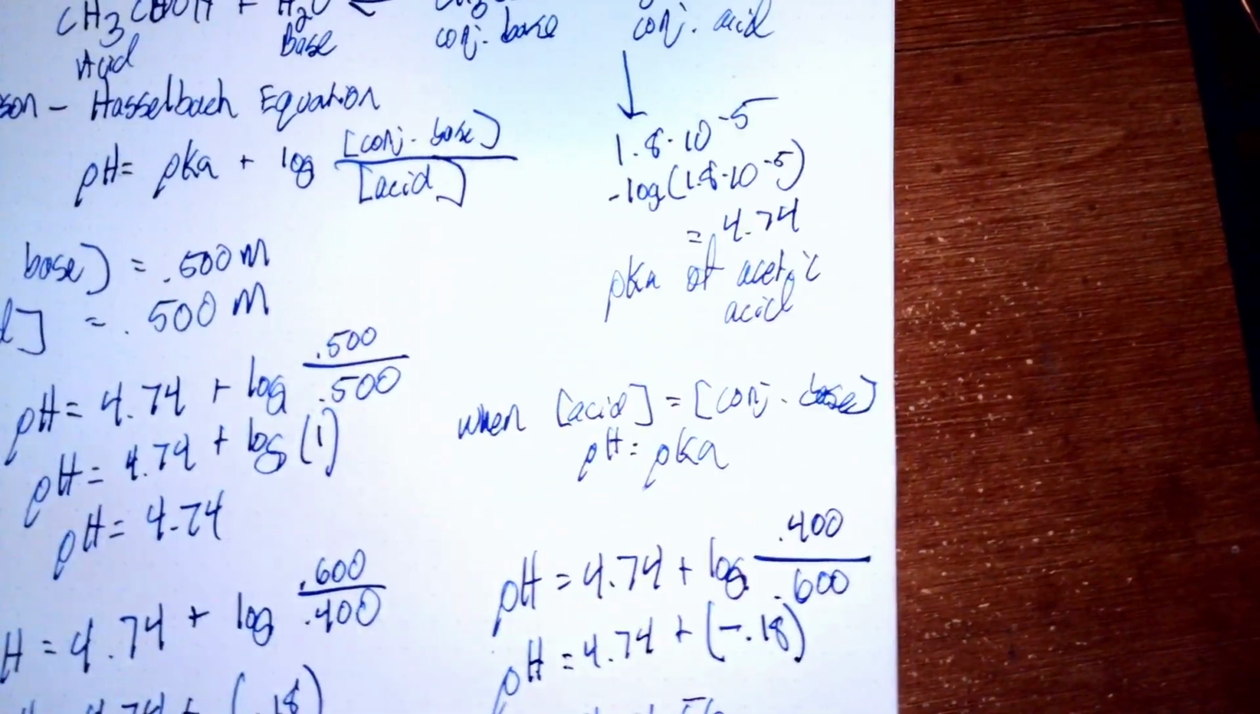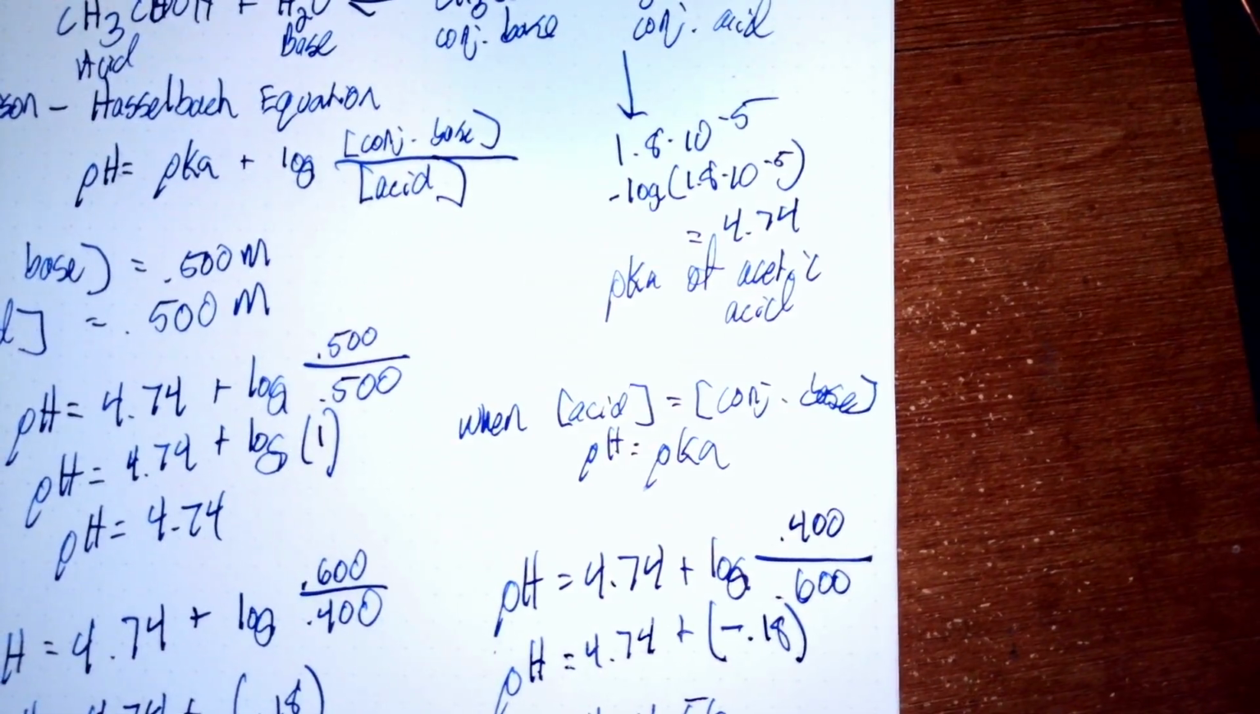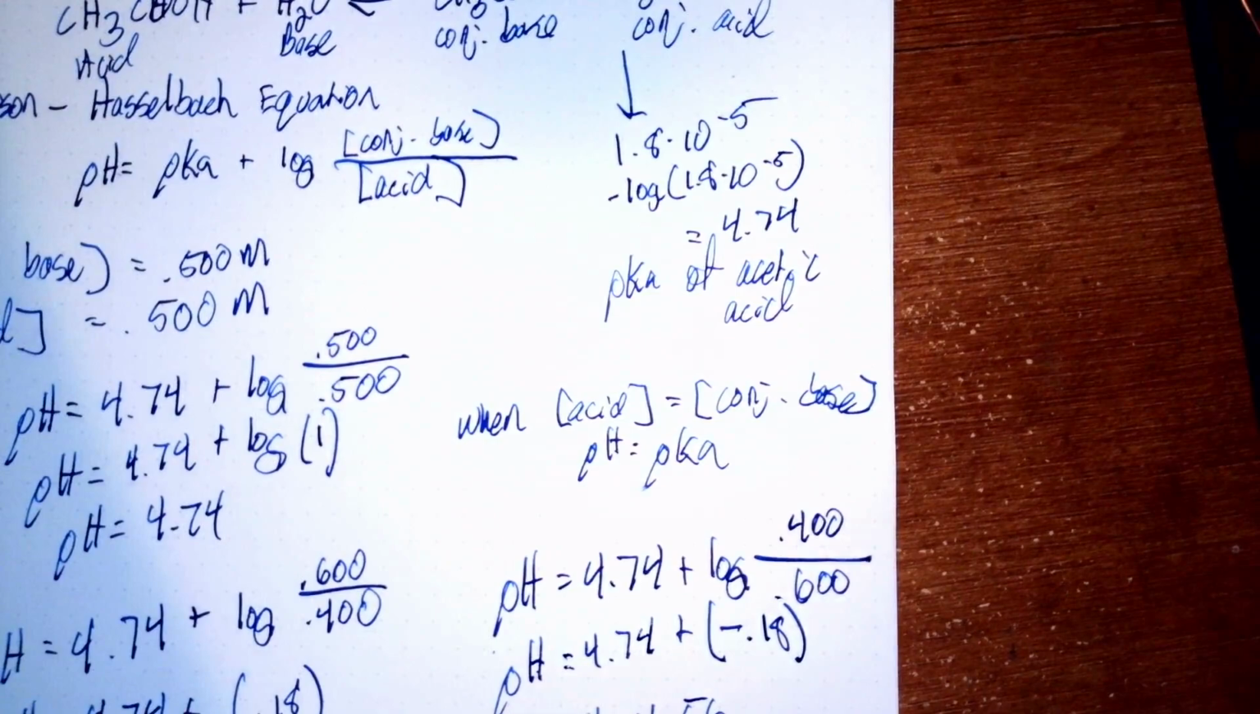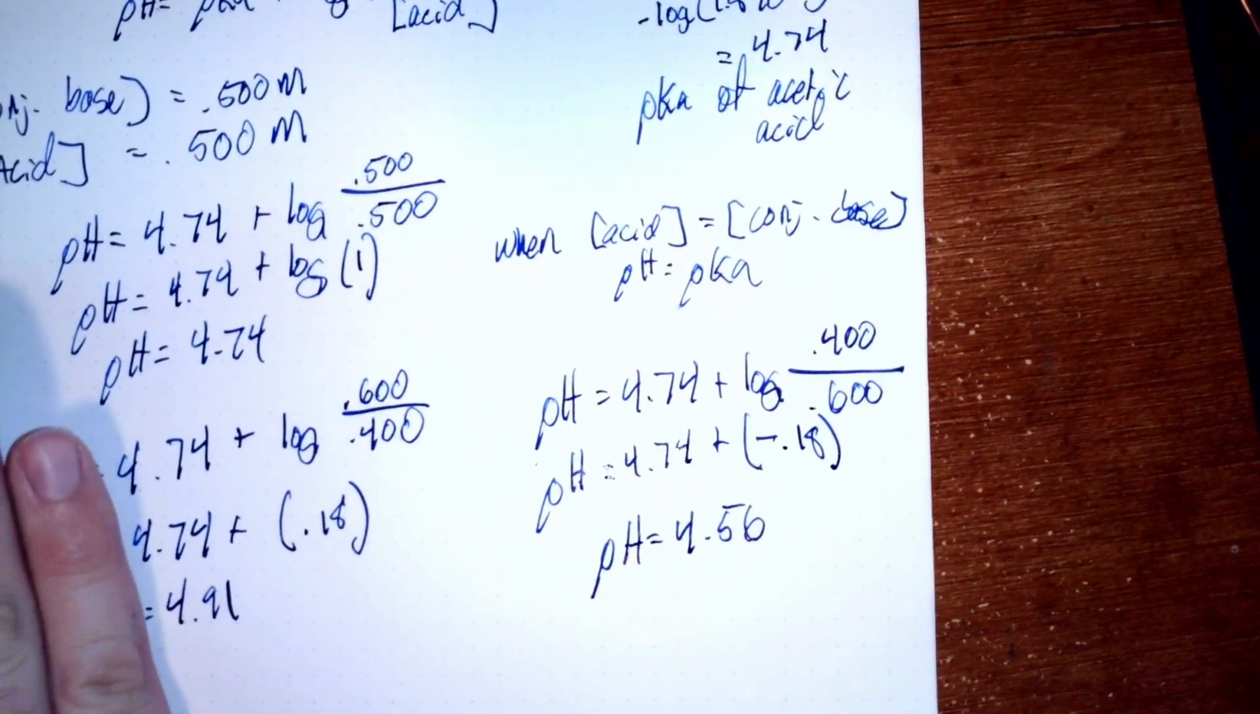So that's how we calculate the pH of buffers. To do it, we need our concentration of conjugate acid, our concentration of conjugate base, and our pKa. We just figure out what's what, plug it in, and there is our answer.